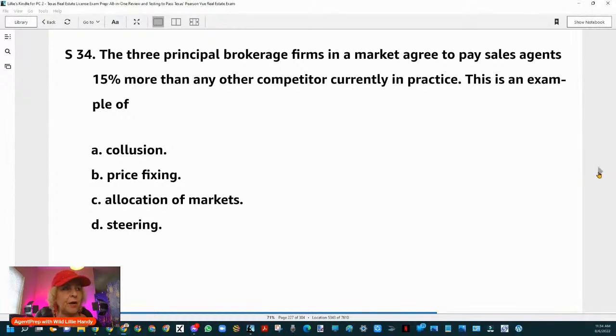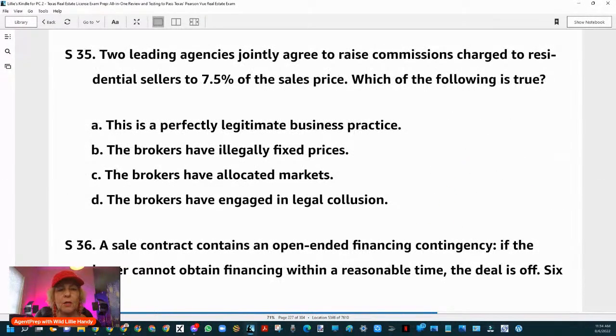All right, number 35. Two leading agencies jointly agree to raise commission charge to residential sellers to 7.5% of the sales price. Which of the following is true? A, this is perfectly legitimate business practices. B, the brokers have legally fixed prices. C, the brokers have allocated markets. D, the brokers have engaged in legal collusion. So two leading agencies jointly agree to raise commissions charged to residential sellers to 7.5%.